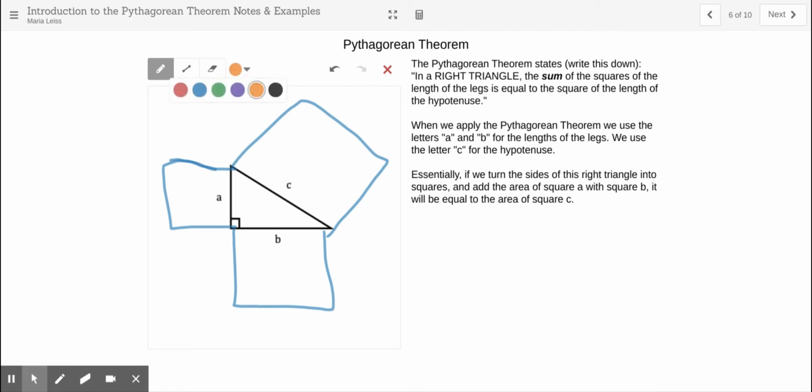So here's how it works. To find the area of square A, I take that side length and I square it, or I multiply it by itself.